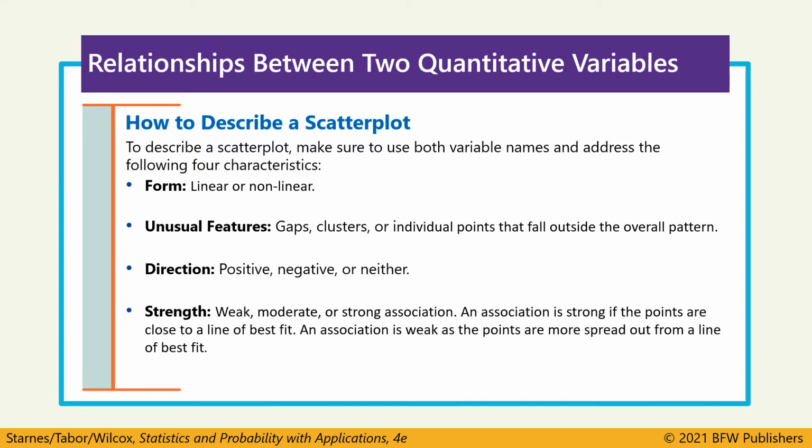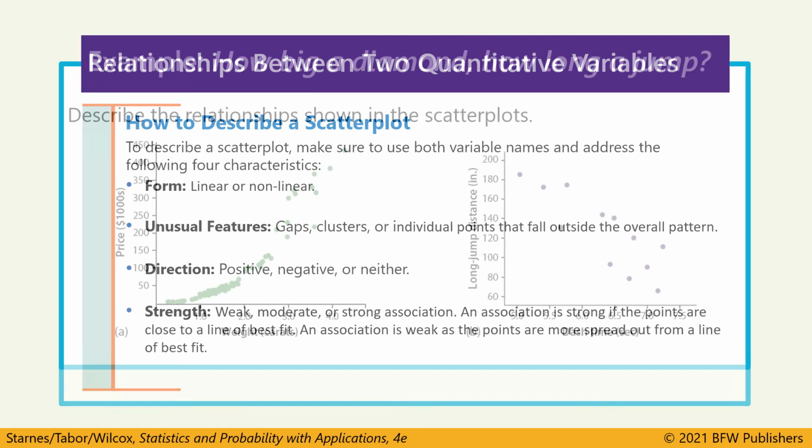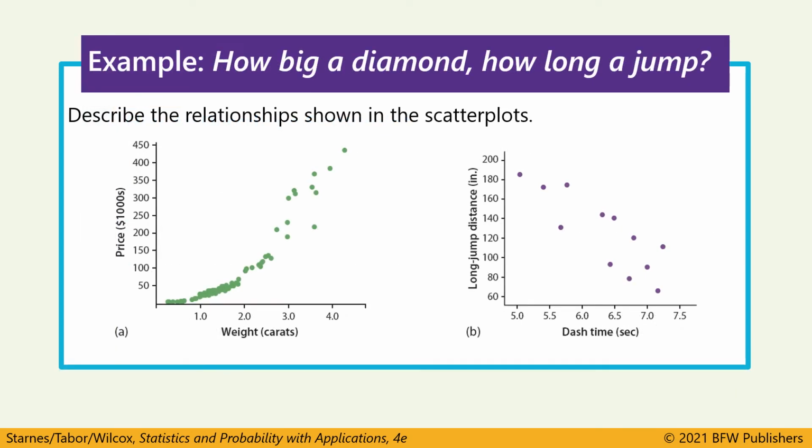An association that's strong is going to have points that are really close to a line of best fit. And an association that's weak is going to have them very spread out. A lot of times we won't even be able to determine a direction if the association is very weak. Knowing that, let's describe the relationships in each of these two scatter plots.